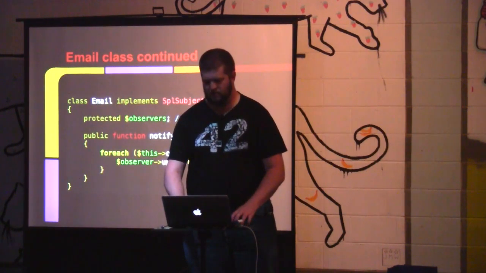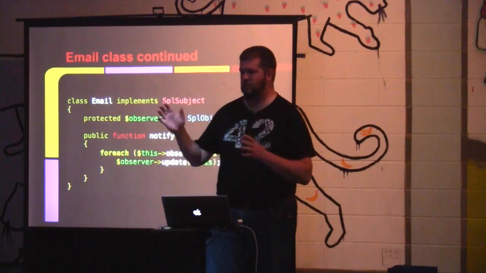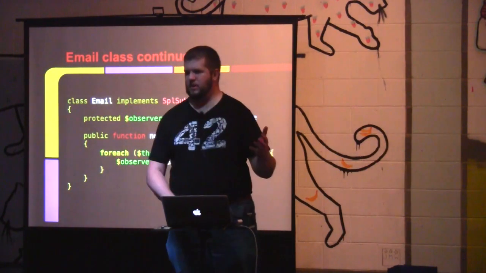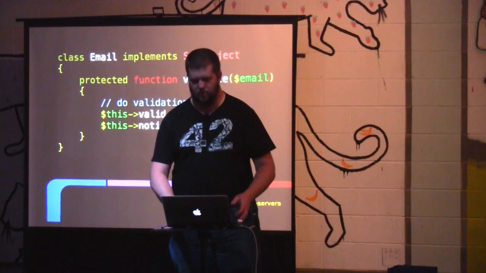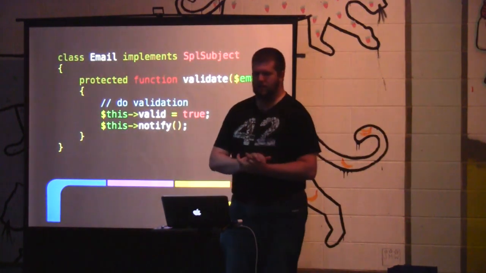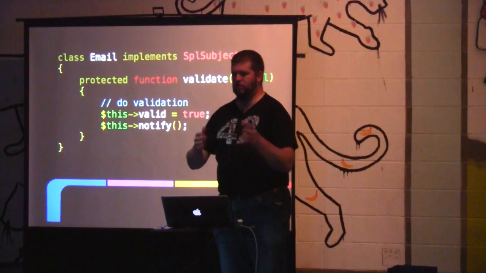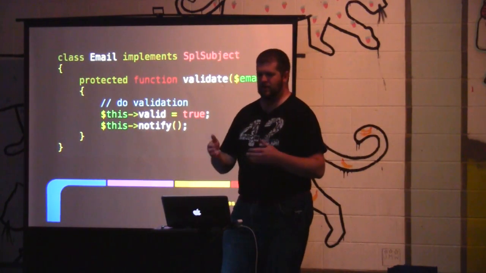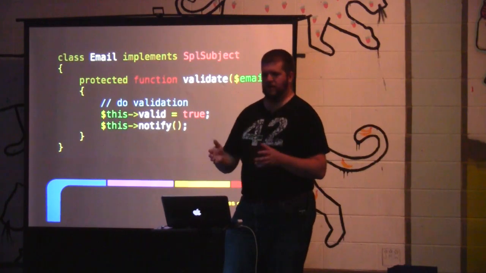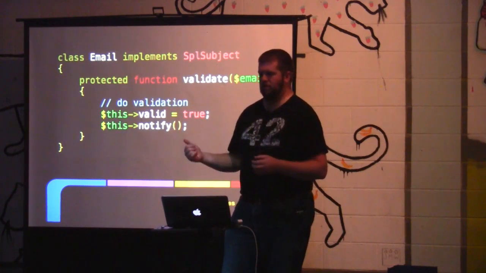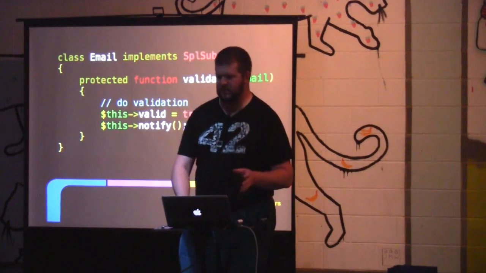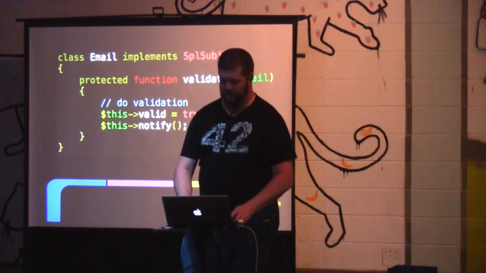We update all of them, which is basically saying, hey, observers, I just did something that you might be interested in. So then we give them a chance to go and do something. And this is how it would get called, right? Back in the very beginning of this class, we had this email calls validate. We do our validation. We figure out if it's valid or not. And then we notify, which loops over all of the observers and tells them, hey, we did a thing. You should go look at it.